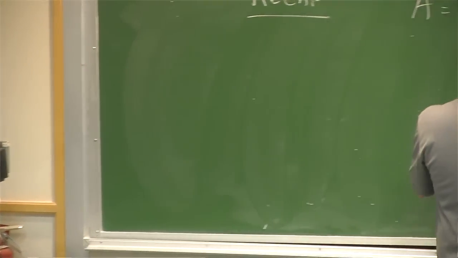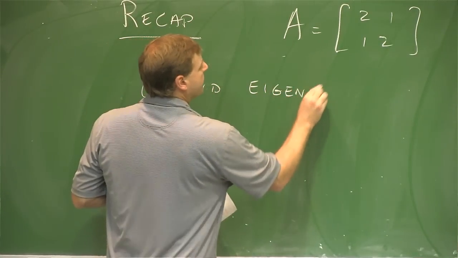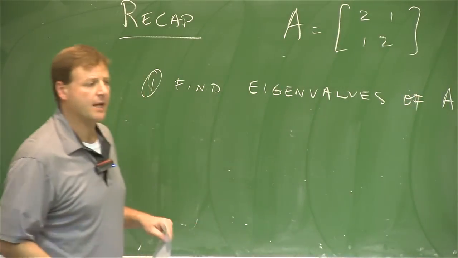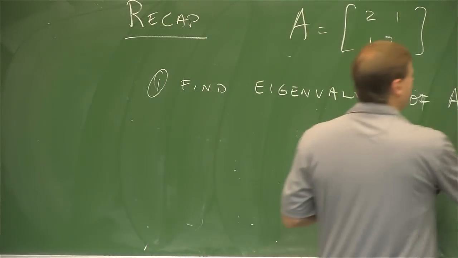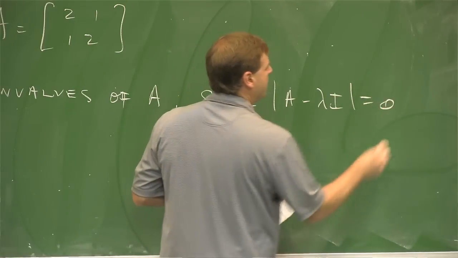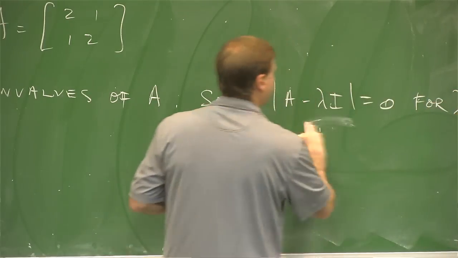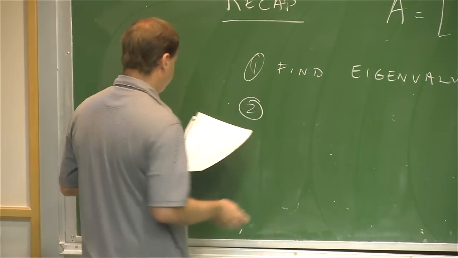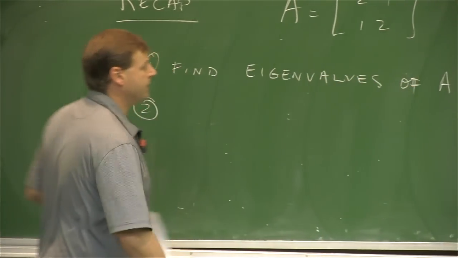And the goal here is, first, we're going to find the eigenvalues of A. Now how do you do that? If you look back in the notes, you can find it, but we'll just recap it here. What we do is we solve the determinant of A minus lambda I equals 0, and you solve that for lambda. And that's your first step. Finding the eigenvalues involves solving that equation.